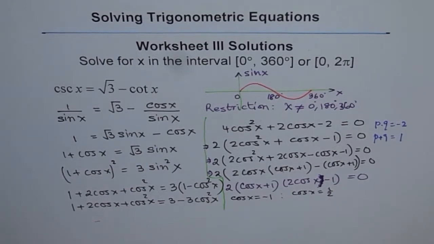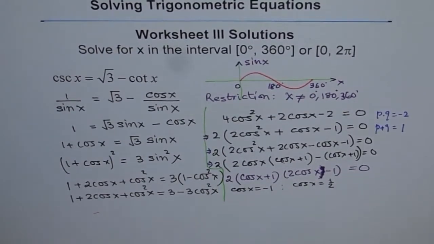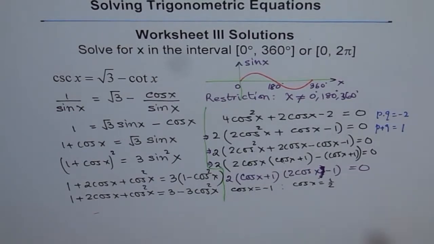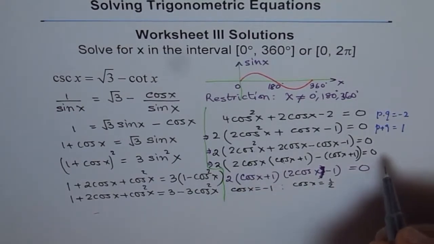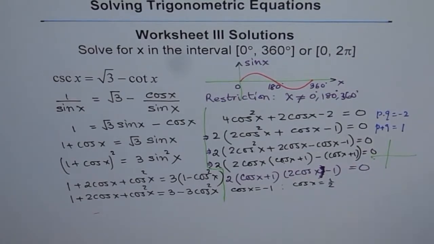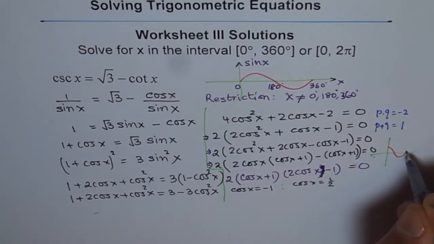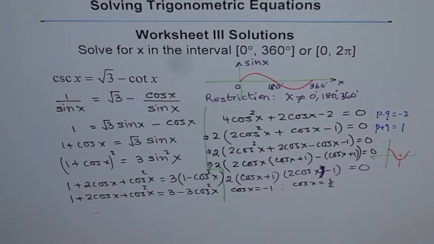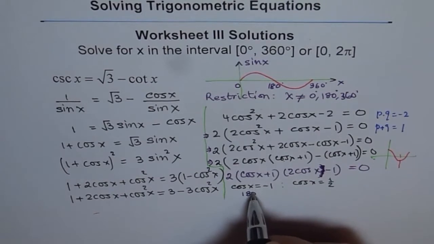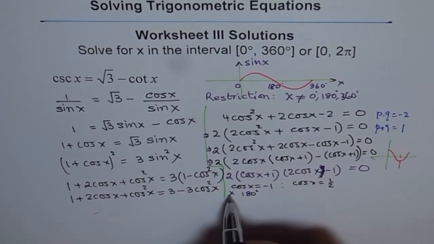Let me just push this sheet a bit further so that things are clear to you. Now cos x is minus 1 at where? Let me sketch it here on the side, cos x. So cos x is kind of like this, right? So it's minus 1 at this point, which is 180 degrees. Correct? So one answer is 180 degrees. So 180 degrees is our solution here. That is the value of x.